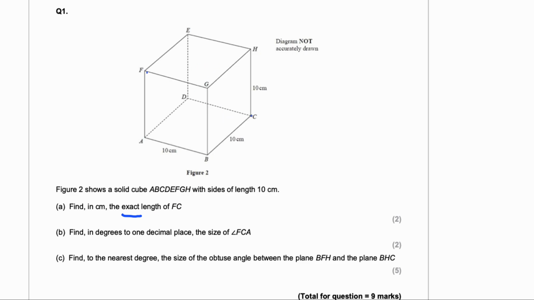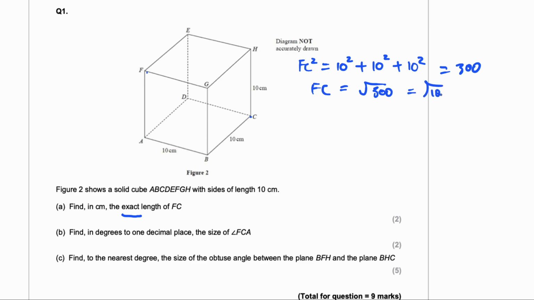So FC is the long diagonal, so therefore FC squared will be the length squared plus the width squared plus the height squared, which is 300. So therefore FC will be the square root of 300, or the square root of 100 times the square root of 3, which is 10 root 3. That's part A. Moving on to part B.